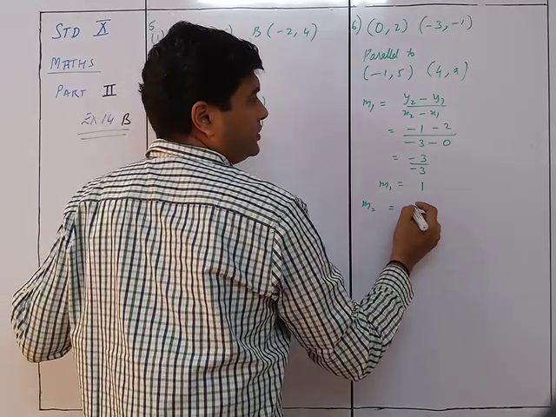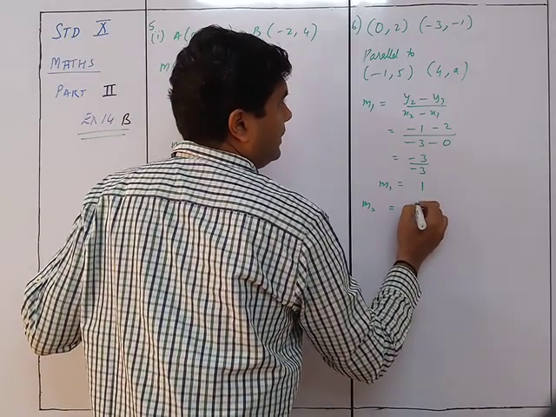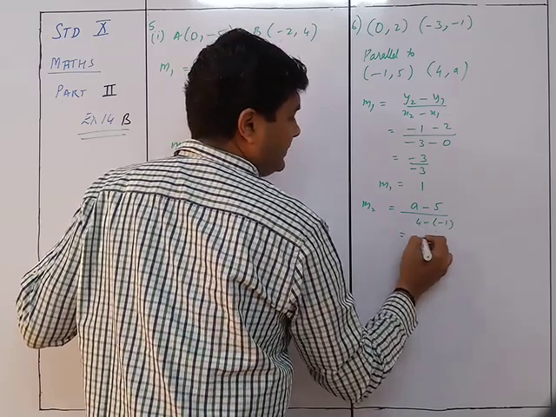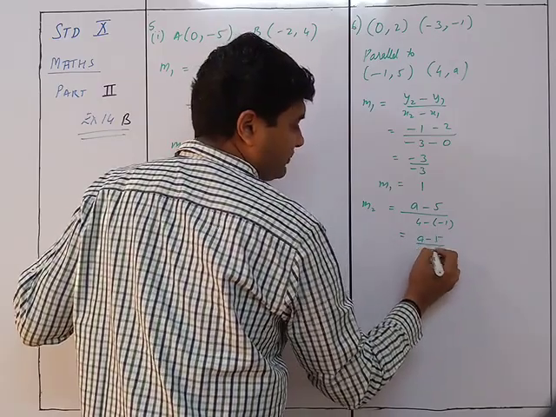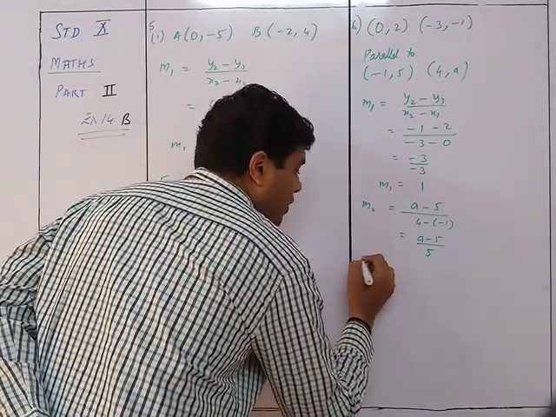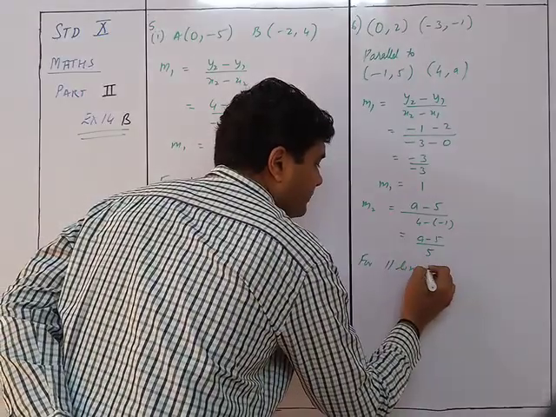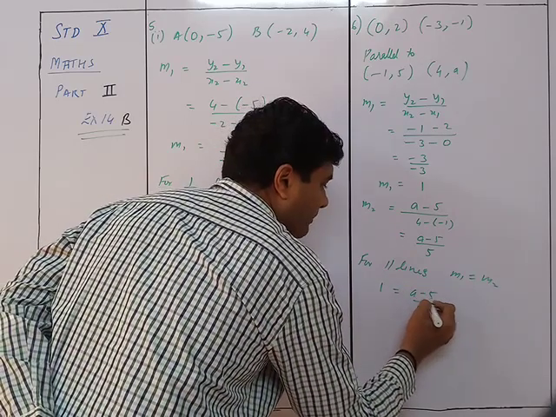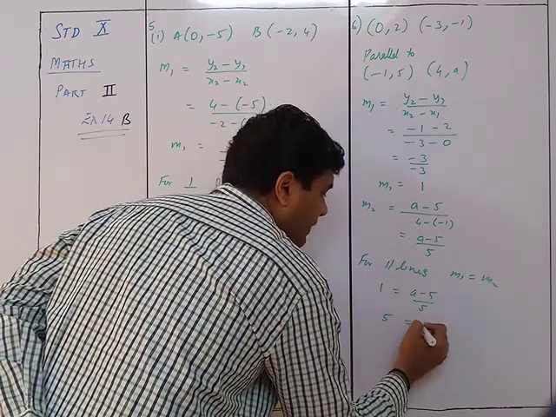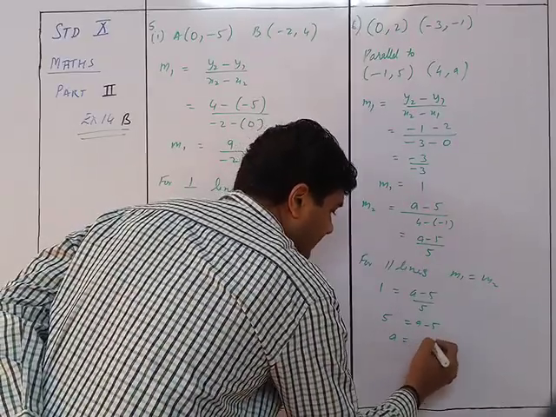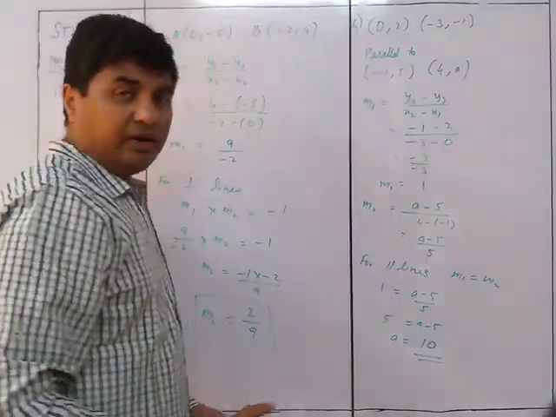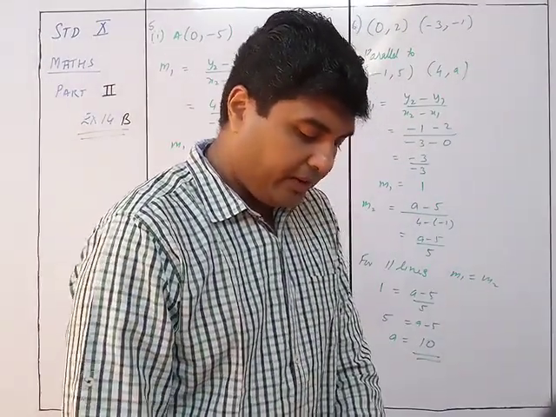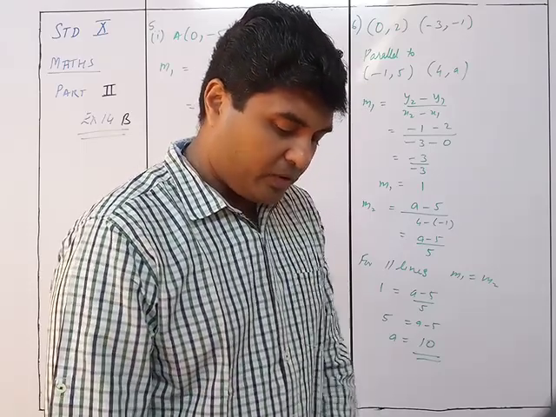m2 is equal to a minus 5 upon 4 minus of minus 1. That is a minus 5 upon 5. Now it is given that for parallel lines m1 is equal to m2. Therefore 1 is equal to a minus 5 upon 5. So 5 is equal to a minus 5, a is equal to 10. Got it? They are given as parallel lines, so because they are parallel lines, they will have the same slopes. Hence a will be equal to 10.